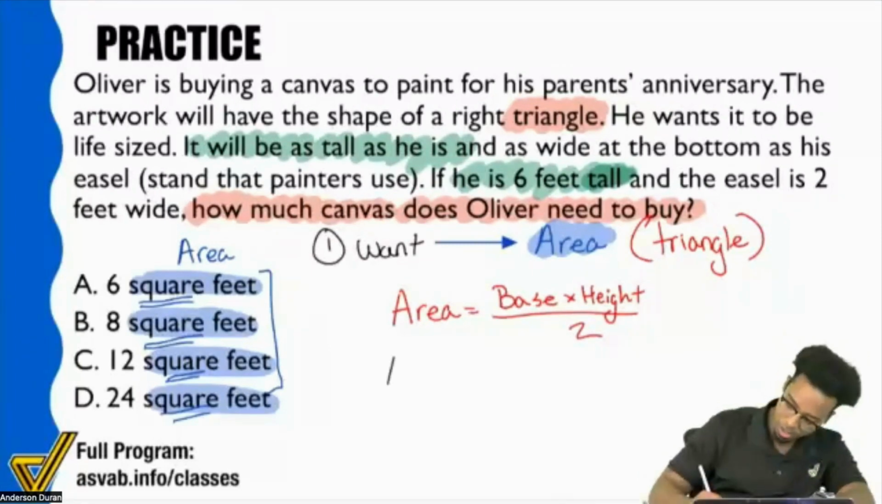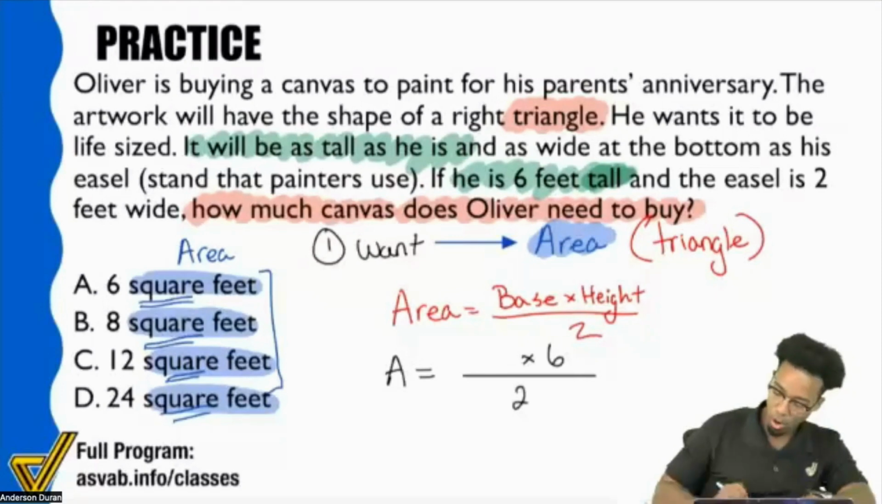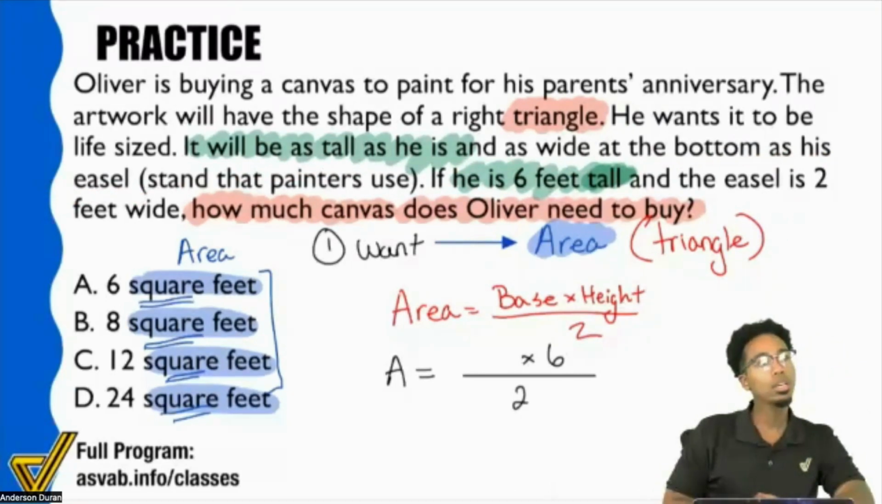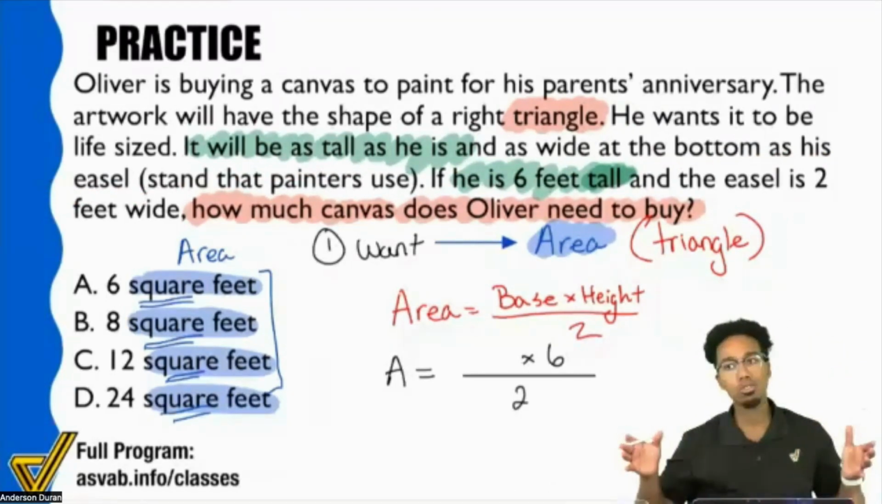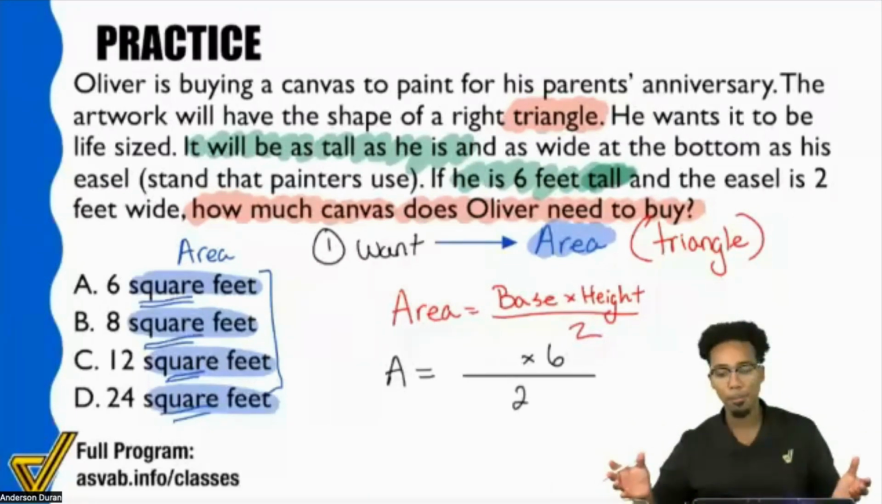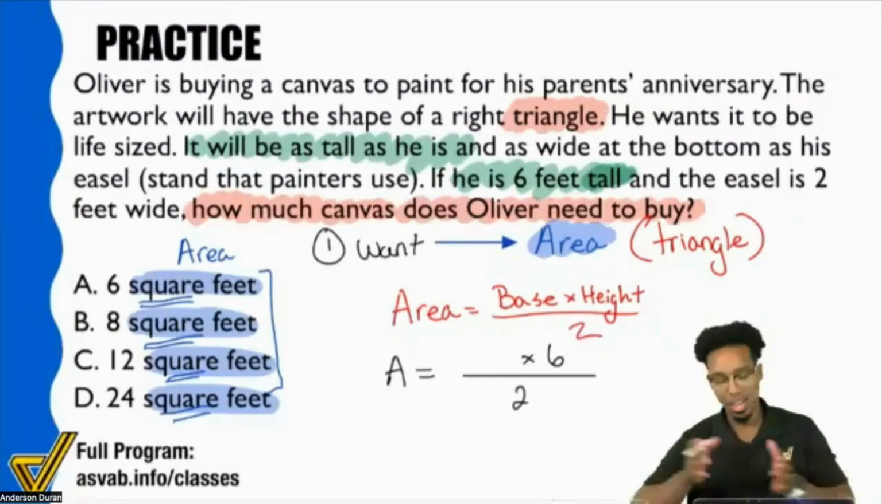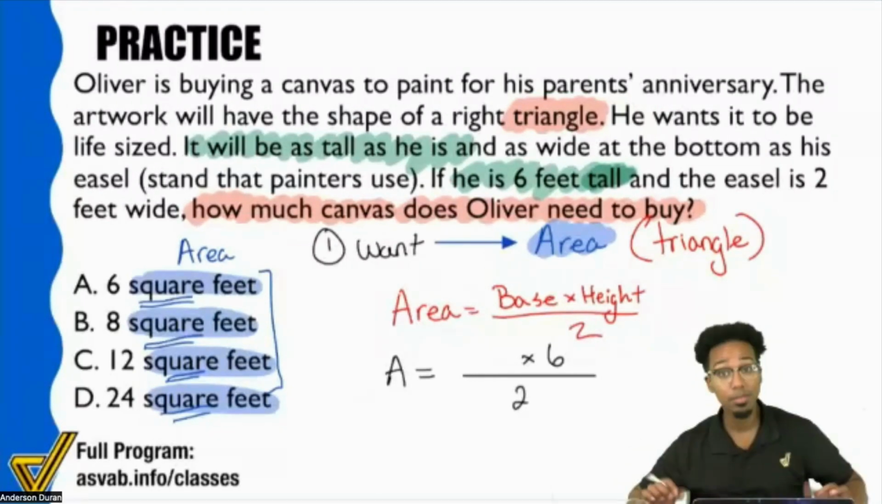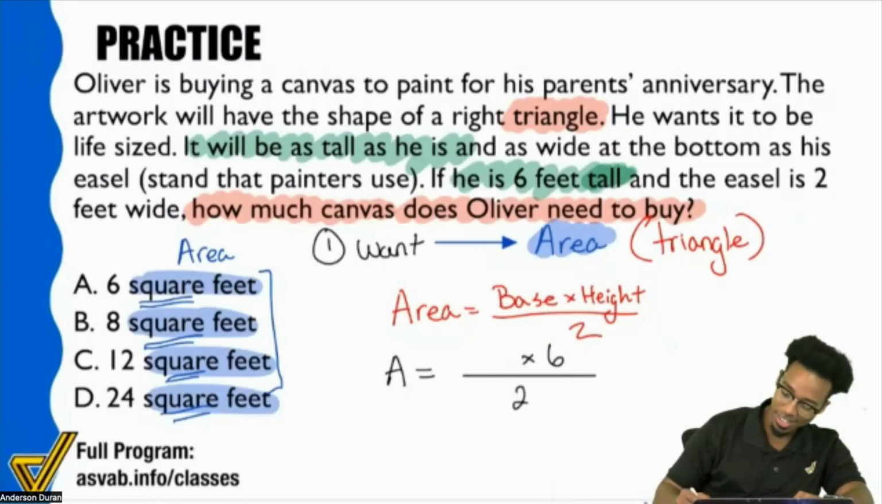So let me write that here. Area equals. So my base is going to be, or not my base, but my height is going to be 6. Okay, is there a base here? It says it's going to be as wide at the bottom as the easel. So if we know how wide the easel is, doesn't that sound like the base, everybody? Doesn't that sound like the base? As wide as it is at the bottom, that's the base of a triangle. Okay, great. It says the easel is 2 feet wide.